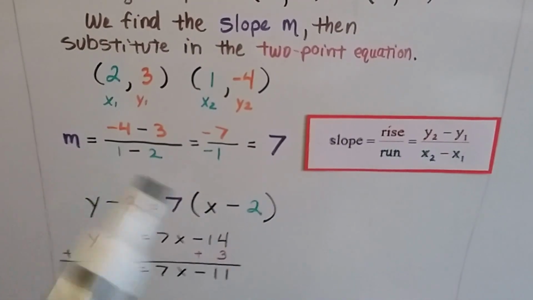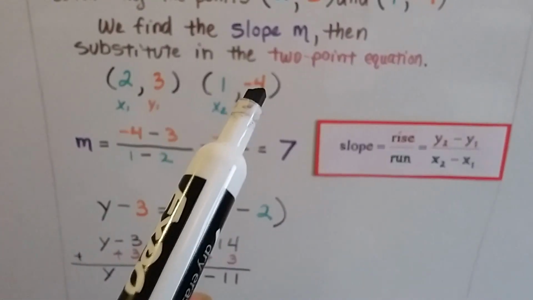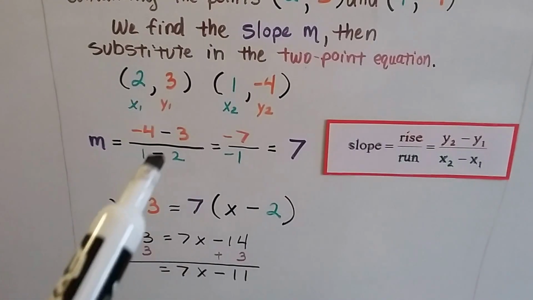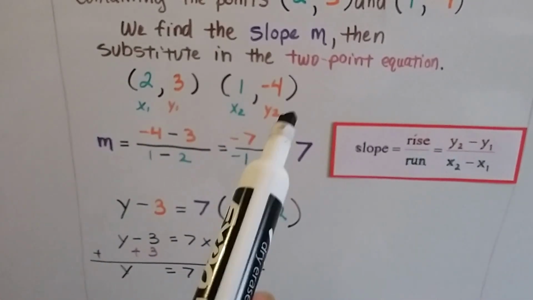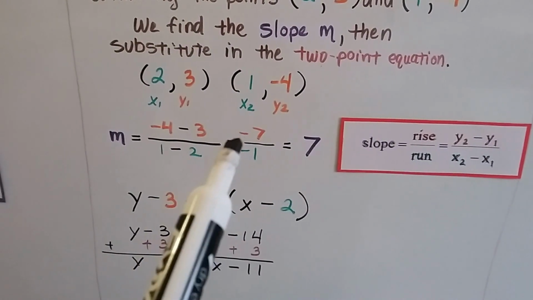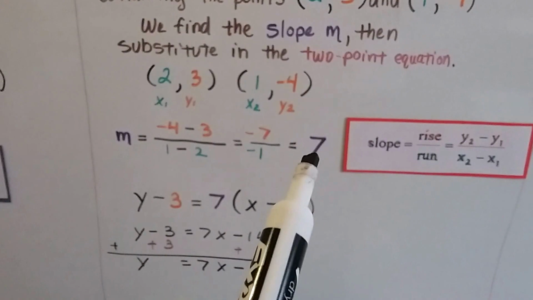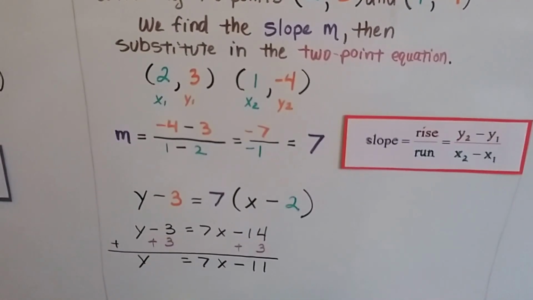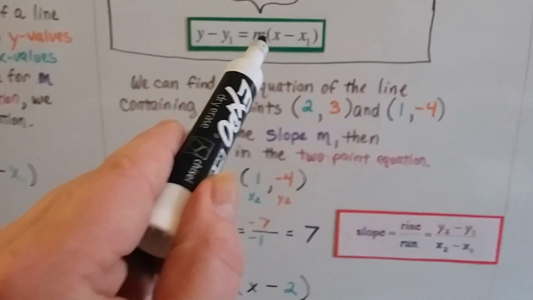First thing we do is the slope, the rise over the run. So we've got this negative 4, take away the 3, and the 1, take away the 2, for the y2 minus y1 and x2 minus x1. And that's going to give us a negative 7 over a negative 1. And the two negatives make it a positive, so we have a positive 7 slope. Now that we've got that, we can plug that 7 in where the m is.